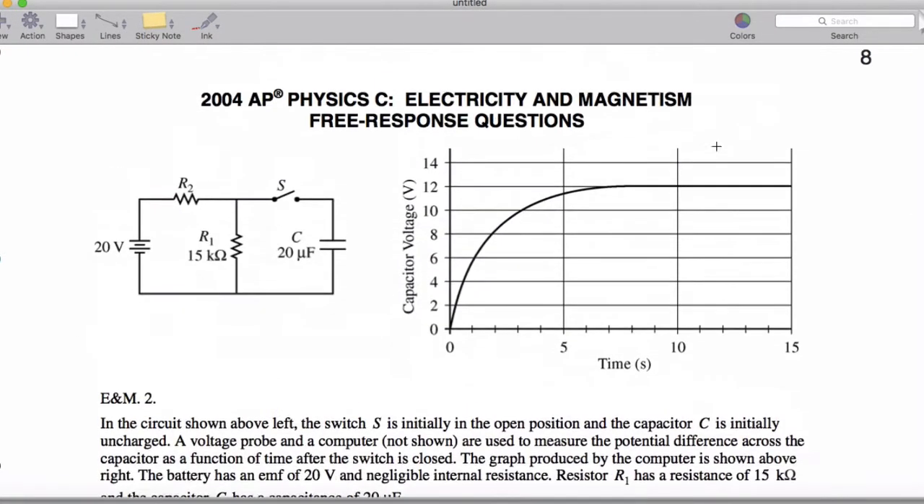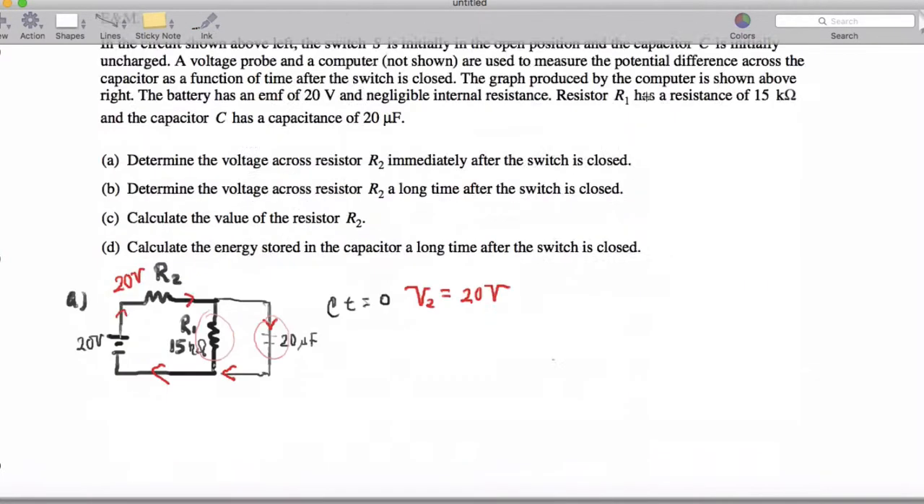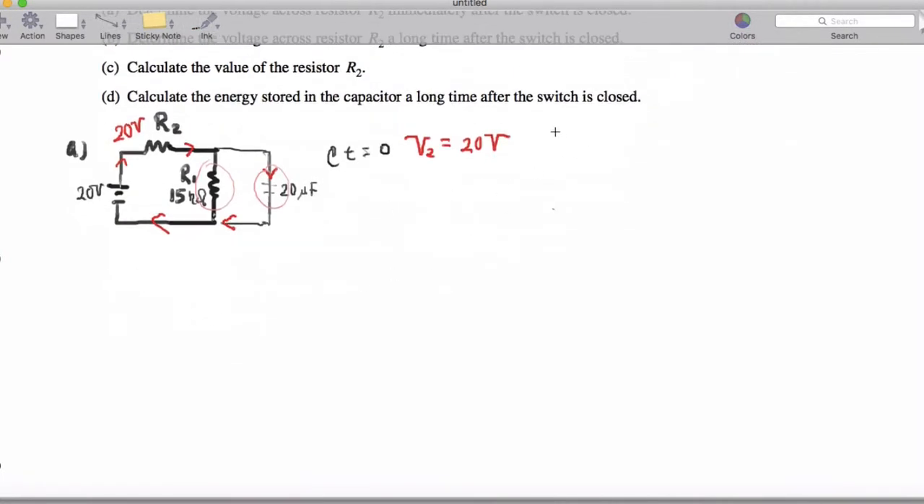Now, for part B, we want to know what is the voltage across R2 a long time after the switch has been closed. So what we're going to do is go ahead and redraw our circuit. Once again, we have the 20 volt battery. We're going to draw R2. We will draw R1. And now, let's be clear. Again, we'll draw the capacitor here as a dotted line.